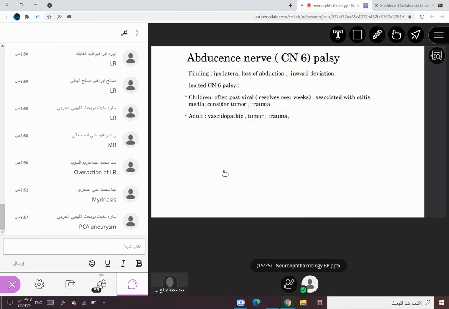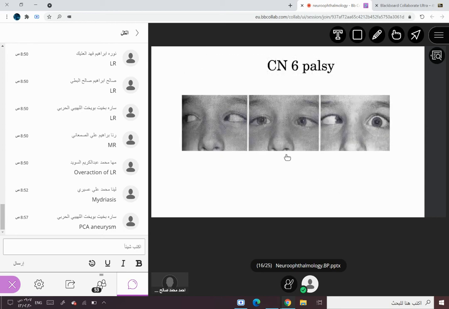Let's go to the sixth cranial nerve palsy. It is very simple. What is the finding? We'll have ipsilateral loss of abduction, or inward deviation. So this is an example of what I just mentioned to you, the horizontal gaze palsy.